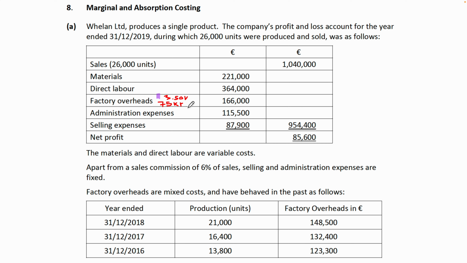the fixed. Okay, so the materials and direct labour are variable costs. So materials variable, direct labour is variable. Okay, so we know what element of the factory overheads are variable. We know that 75,000 is fixed. Now, apart from a sales commission of 6% of sales, selling and administration expenses are fixed. So admin expenses, I hope you'd note that admin expenses are fixed. The sales commission will be in the selling expenses. So 6% of the sales figure, 1,040,000, will be variable.